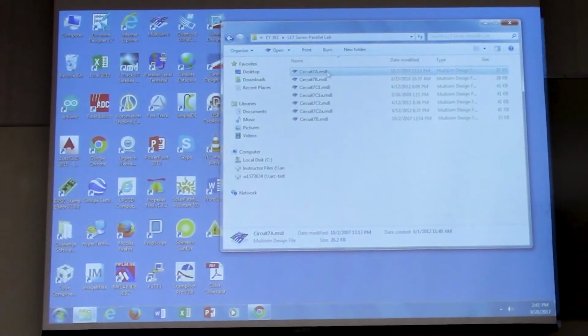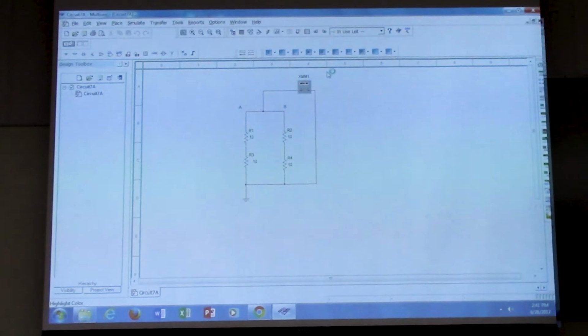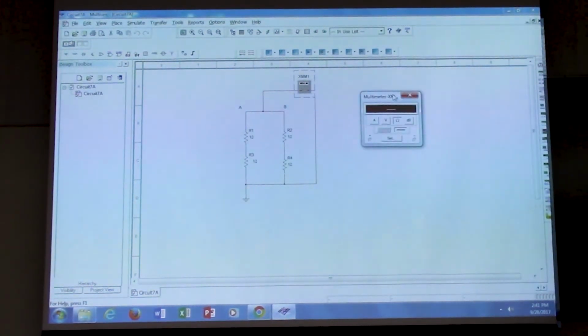So the first circuit that we have is going to be 2 branches that are in parallel, and each branch has 2 resistors in series. So you are going to calculate the resistance for branch A and then the resistance for branch B, and then you will use the meter here to find the total resistance.